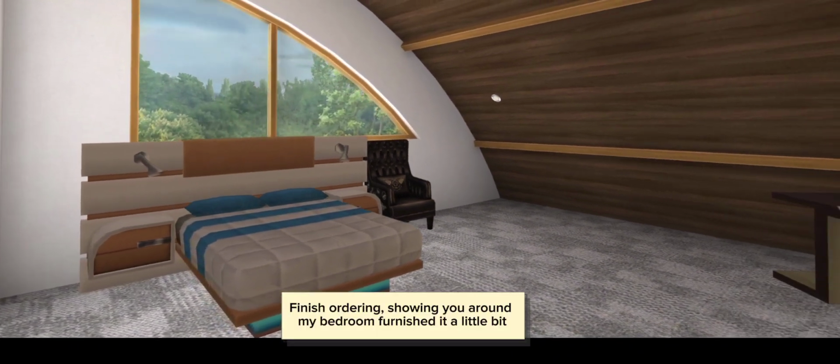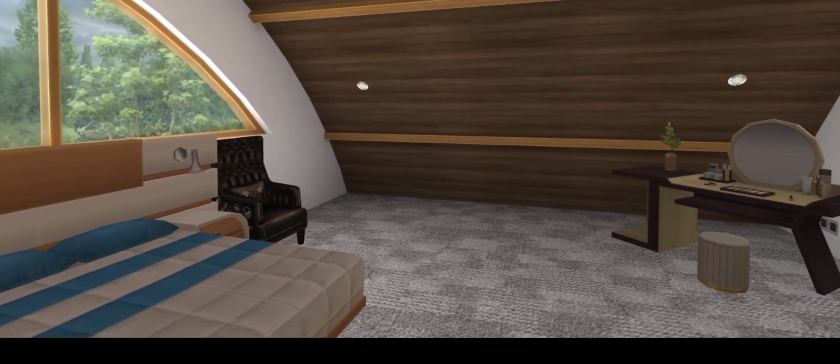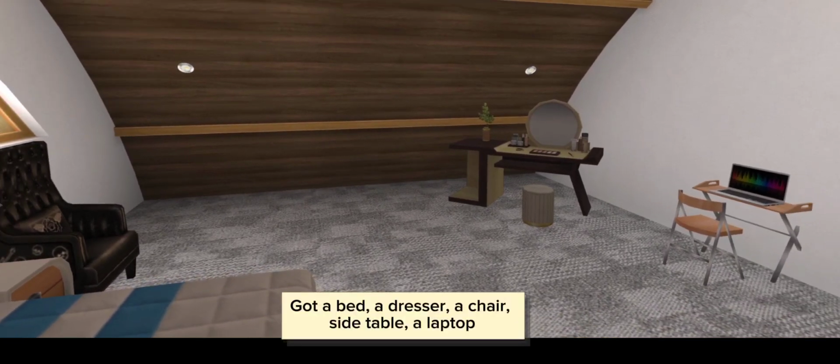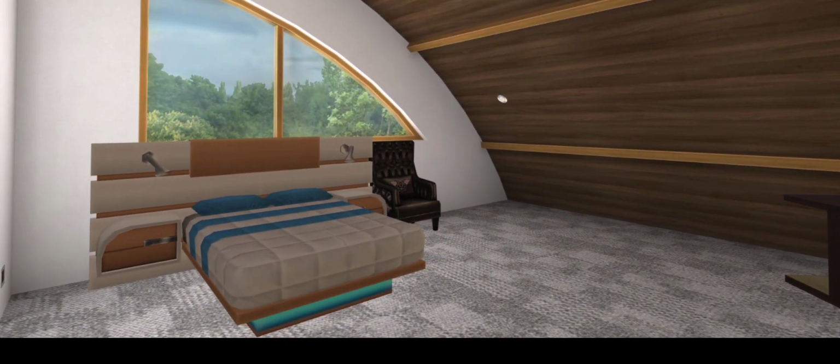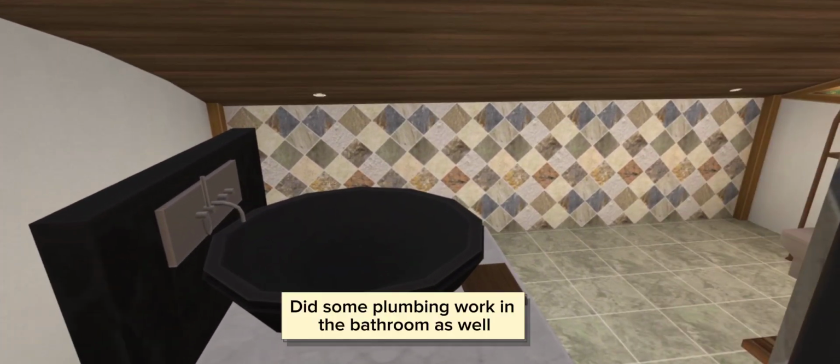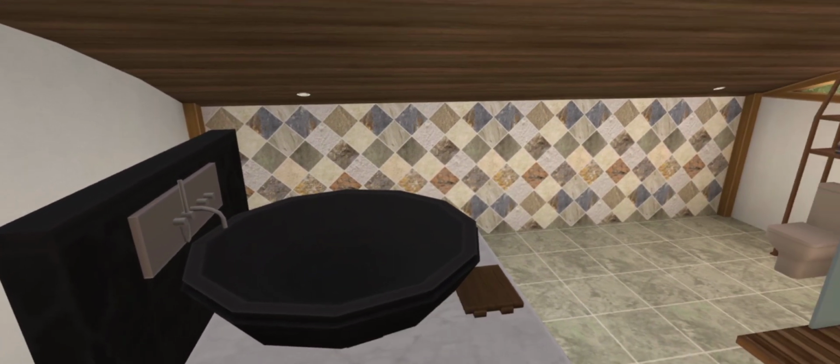Finished ordering, showing you around my bedroom. I furnished it a little bit. Got a bed, a dresser, a chair, a side table, a laptop. Did some plumbing work in the bathroom as well.